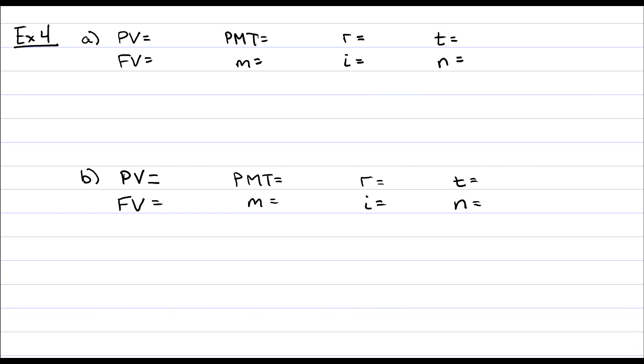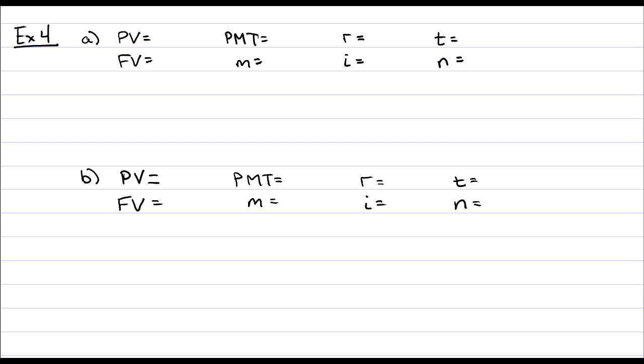Frank retires at age 65 with $350,000 in his retirement fund, which earns a 5.5% annual interest rate compounded annually. In Part A, we want to know how much Frank should withdraw every year if he wants his retirement fund to last for 20 years.